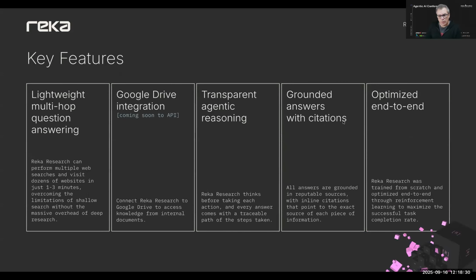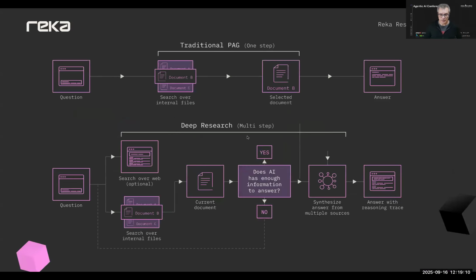Again, just going quickly through the features, it's very lightweight. Right now, the way we work with private files, we work with Google Drive. So right now it's coming soon to the API. And again, it's transparent and grounded, because you see why, there's no fabrication. Every answer comes from the data you are looking at, and you have all the explanation. And it's optimized end to end because we are training it from scratch and building it. So it's really great for that.